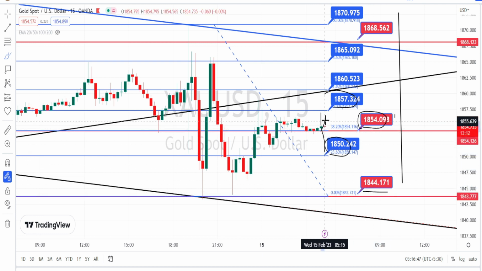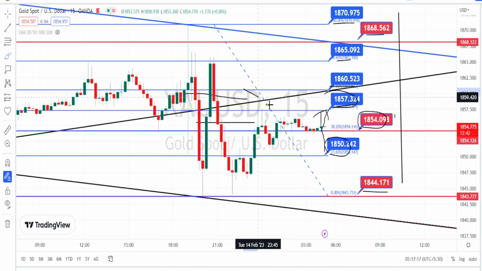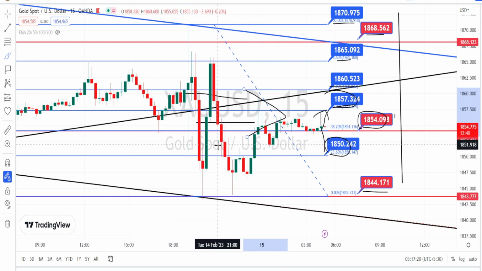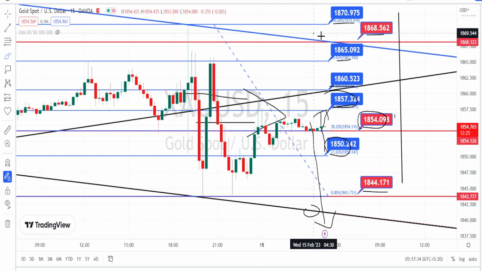And if the price action continues its bearish side retracement, breaking this resistance level of 1857, the next level of resistance is going to be around 1860, 1865, 1868 and 1870. For now, the price action in the 15 minutes time frame is trading on a sideways momentum. Wait for the price action to give a directional breakout on the bearish side or on the bullish side if you want to take a directional trade in the 15 minutes time frame.